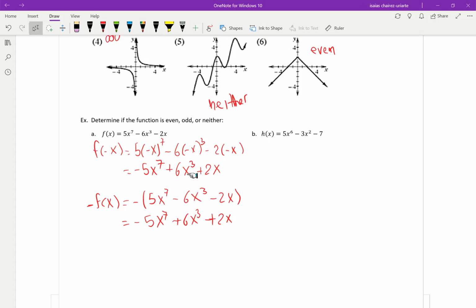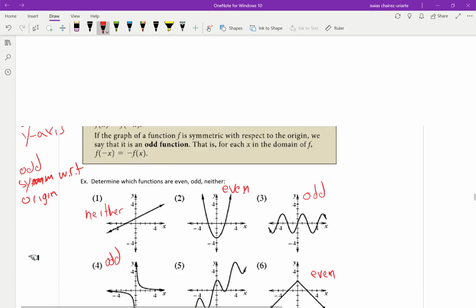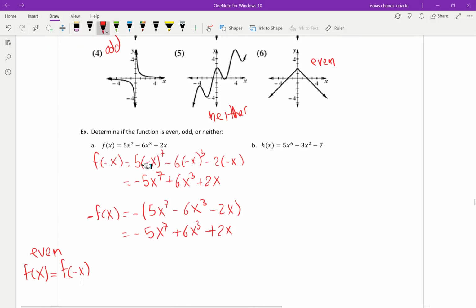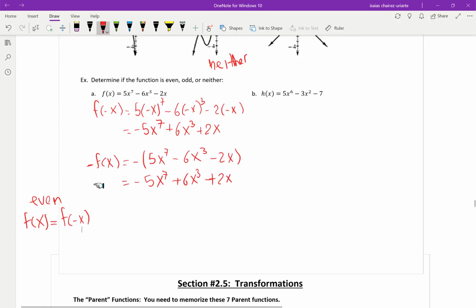So my function is even if f of x equals f of negative x. So is that true for us right now? I'm looking at f of x, that's what we were given up here. So f of x is supposed to be equal to f of negative x. That's when our function is even. Okay, so is that the case for us right now?